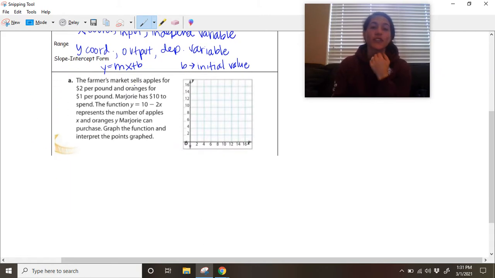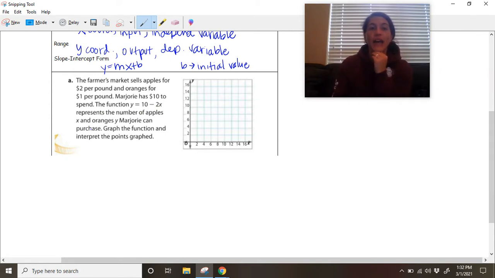The farmer's market sells apples for $2 per pound and oranges for $1 per pound. Marjorie has $10 to spend, so that's the most that she can spend. Here's a function, y equals, and again, that's kind of written backwards, y equals 10 minus 2x. And the reason this one's written backwards is because it's starting with her money, $10, and every time she buys apples, then it takes away from her money.